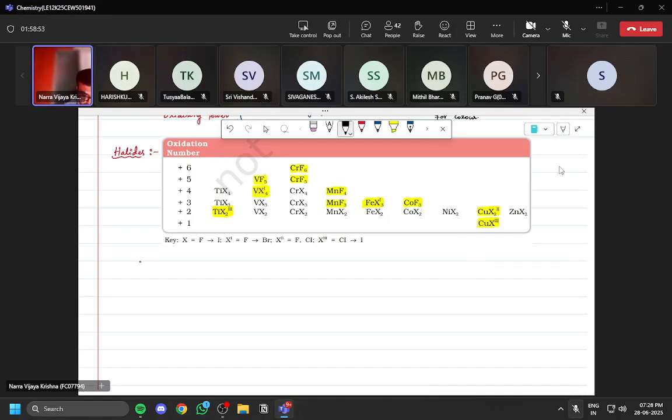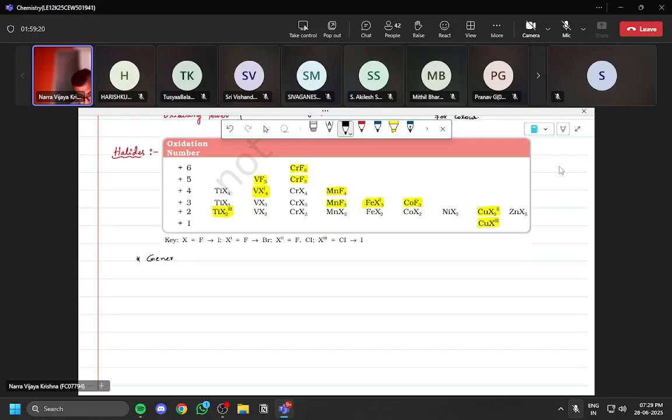Higher oxidation states are observed only in fluorides and oxides. Reason? Fluorine and oxygen are good oxidizing agents. In the d block, higher oxidation states are preferred in oxide form. In the p block, higher oxidation states are preferred with fluorides. Already we discussed that point. Clear? So I'm writing the same.